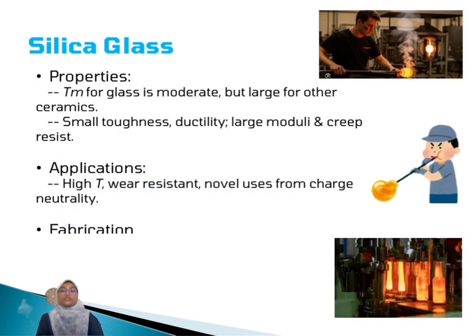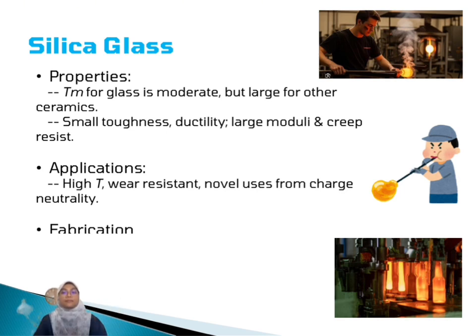Silica glass is one of the most important ceramic materials and it has some very distinctive properties. First, the melting temperature of glass is moderate compared to other ceramics, which makes it easier to work with. However, it has low toughness and ductility, meaning it can break easily. On the positive side, it has high stiffness or large modulus and excellent resistance to creep, which means it doesn't deform much under long-term stress.